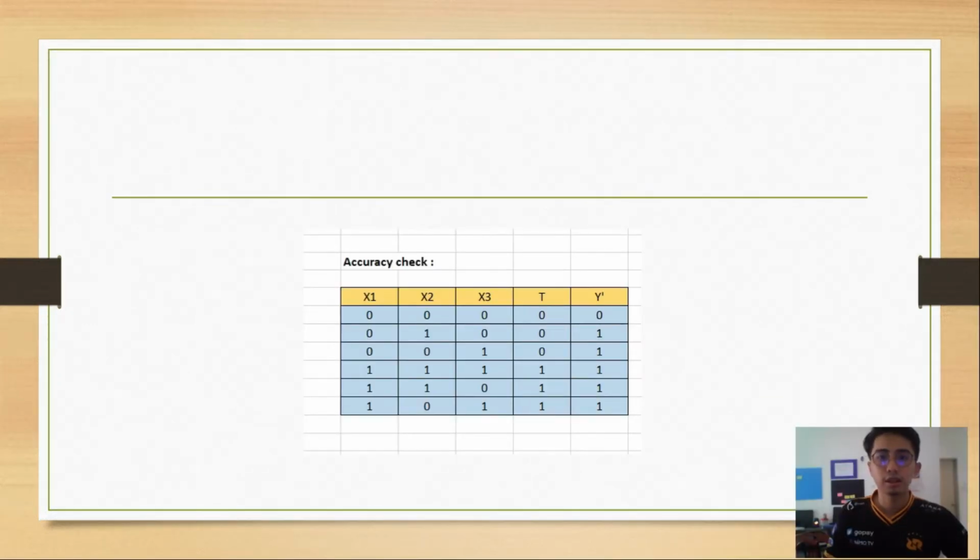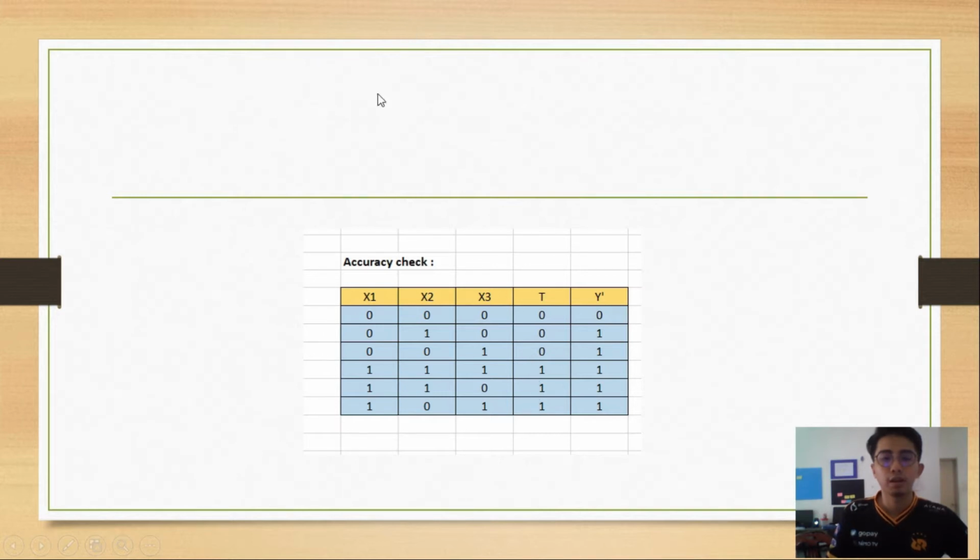Okay, for the accuracy check, we are going to take the inputs x1, x2, x3 and the target to get the y prime. For x1 it is 0, 0, 0, 1, 1, 1. For x2, we get 0, 1, 0, 1, 1, 0. For x3, 0, 0, 1, 1, 0, 1. For the t, 0, 0, 0, 1, 1, 1.